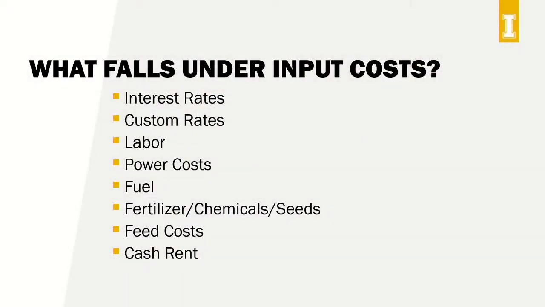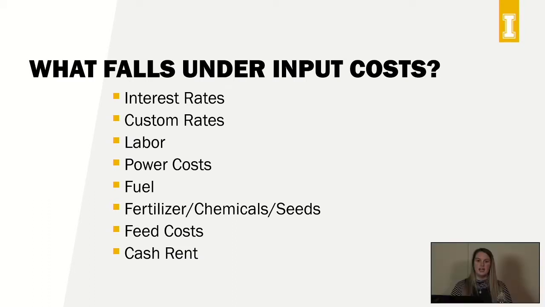So what all is talked about under input cost? Again, interest rates, custom rates, labor, power cost, fuel, fertilizer, chemicals, seeds, feed cost, and cash rents. And so these are kind of the things that I'll be talking about today and really going over what the trends have been up to now.